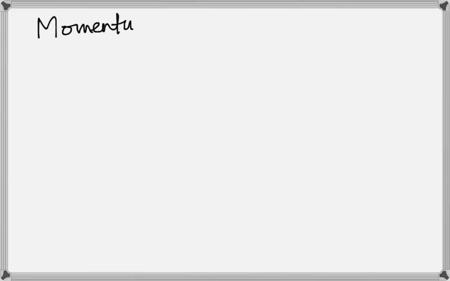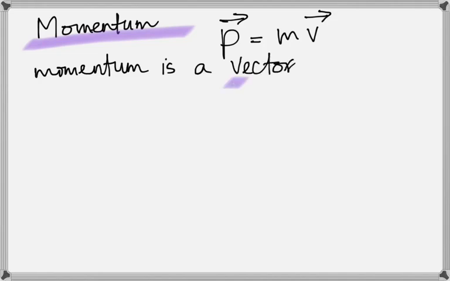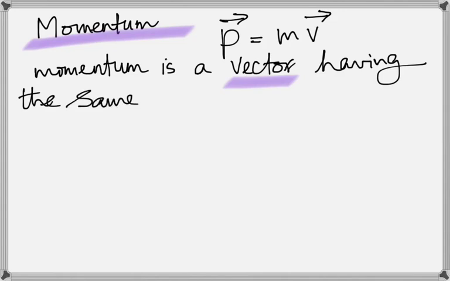Okay, what's momentum? Momentum is defined as the product of mass and velocity. So if you multiply the mass with the velocity, you will get momentum. And it's a vector. Let's slow this down. It's a vector and it has the same direction as velocity.